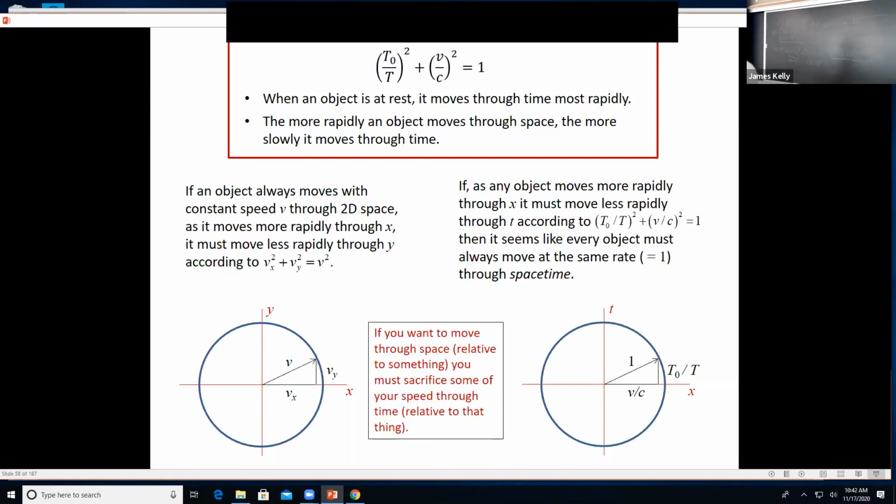Okay, so another way to characterize it, again, I'm saying this in maybe too many different words. If you want to move through space relative to something or relative to some frame, you have to sacrifice some of your speed through time relative to whoever's watching you. Okay.